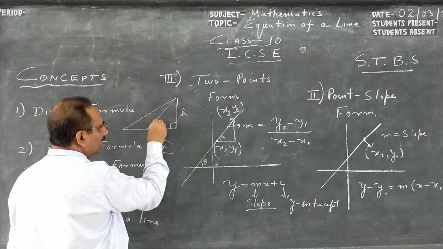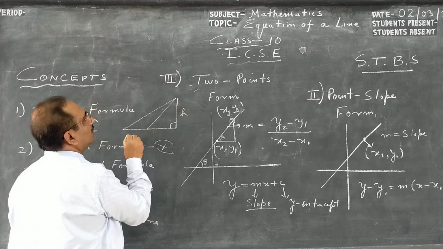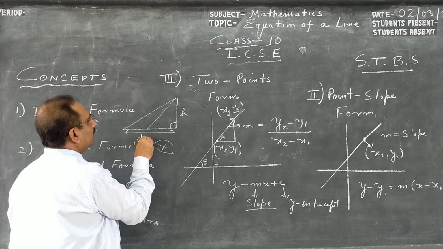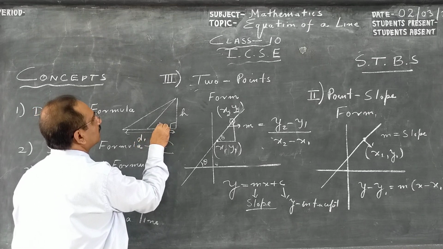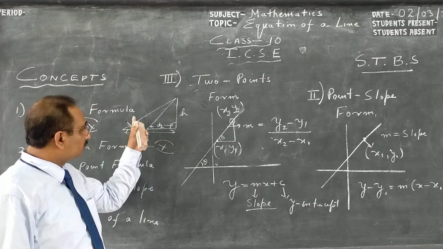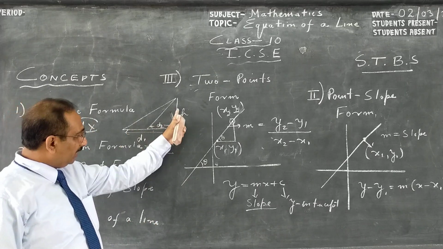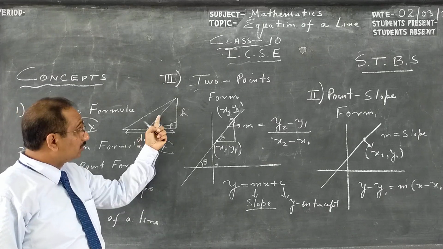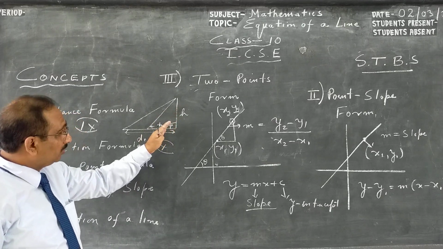So actually slope, children, is vertical by horizontal. So when horizontal is more, suppose like height and distance, I take this one as d1 and this as d2. So when you have the same height and more distance, the slope is gentle. But if you have the same height and the distance is less, then the slope is more steep. So now this is the concept.